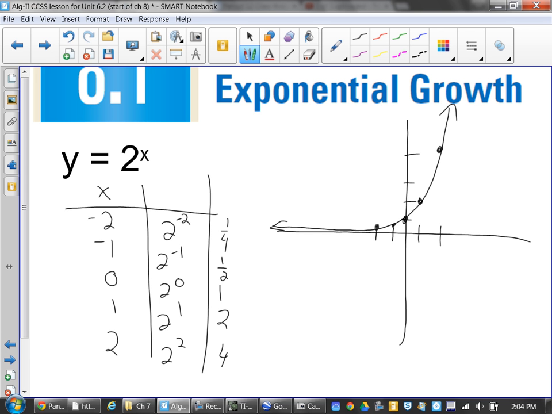So what I want you to do is take the calculator out. I'm going to use the calculator a little bit here to show you what's going to happen with this function. First of all, let's put this in the calculator and graph it. Y equals 2 to the x.